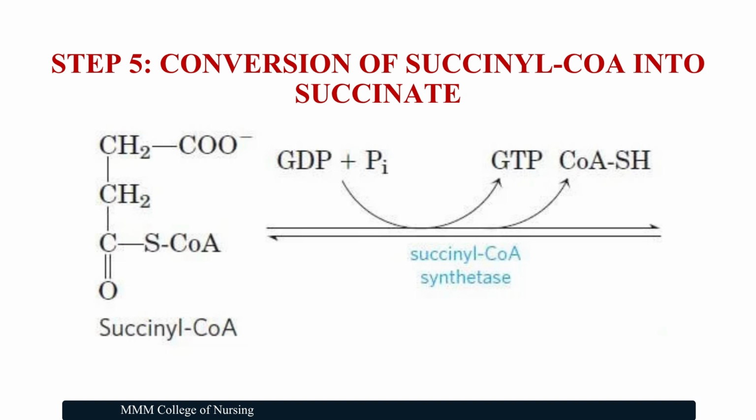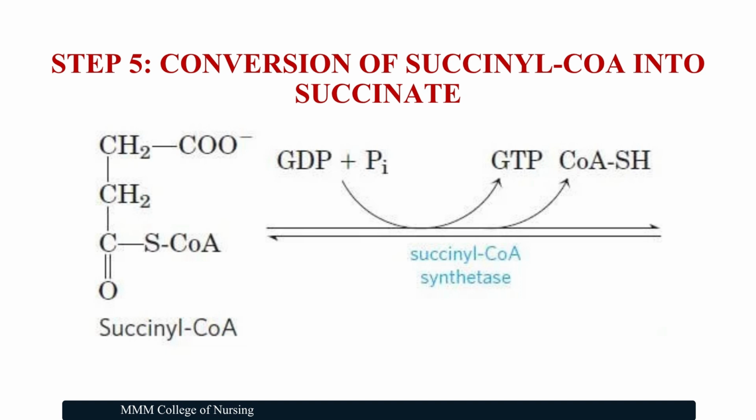Next, step 5 is the conversion of succinyl-CoA to succinate. Now here is something special about this step. The enzyme is succinyl-CoA synthetase and it converts succinyl-CoA into succinate. What makes this step special is that this is the only step in the entire Krebs cycle where a high-energy molecule is produced directly in the form of GTP. GTP, which stands for guanosine triphosphate.